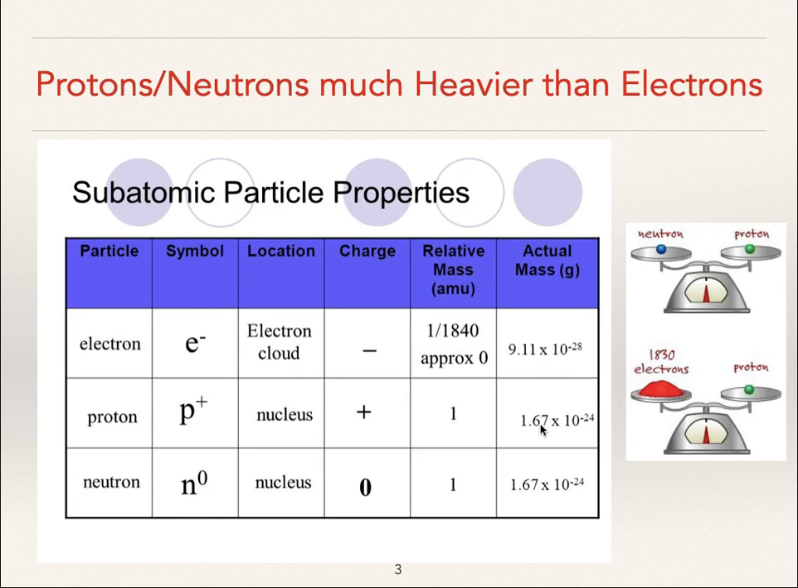And then it gives their actual mass in grams. All you have to appreciate here is that these numbers are incredibly small. This means you would have to move the decimal to the left 24 times. This means you would have to move the decimal to the left 28 times. So they're numbers that are just beyond human understanding.